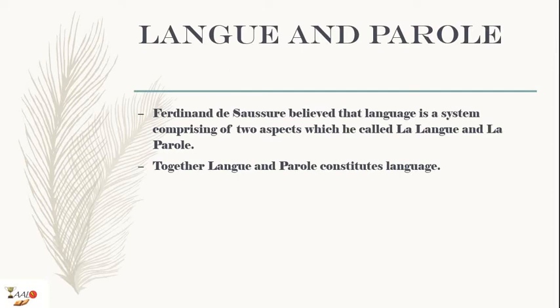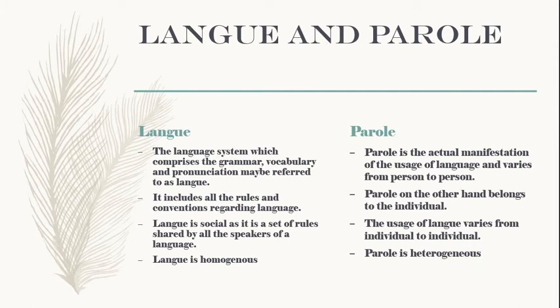Now, let's take a look at what Langue and Parole actually are. Let's go to the definitions. Langue is the language system, which comprises the grammar, the vocabulary, and the pronunciation. It is the system that we use for our day-to-day utterances. Grammar is the underlying rules that govern a language, vocabulary is the words that we use, and pronunciation is the way in which we speak.